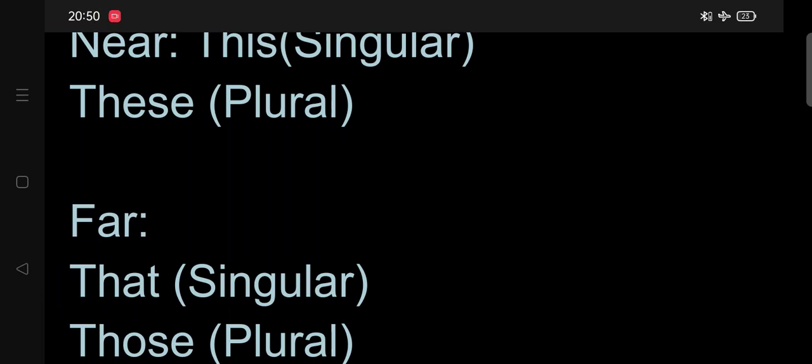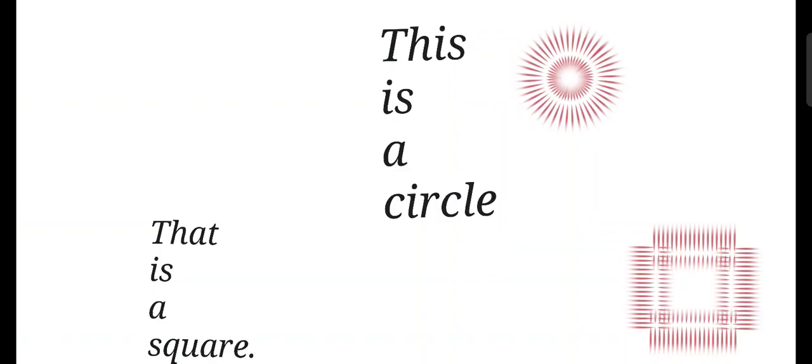Now we have to see some pictures to identify it. Now see this picture. This is a circle. See, the writing and the picture are quite near to each other. While that is a square, the writing is far than the picture square. Or we can say the picture is quite far than the writing, the sentence, that is a square. This example I have used here to denote what I want to say to you.